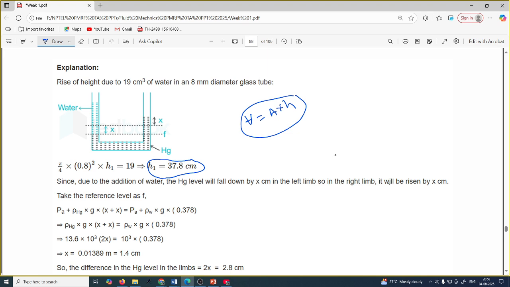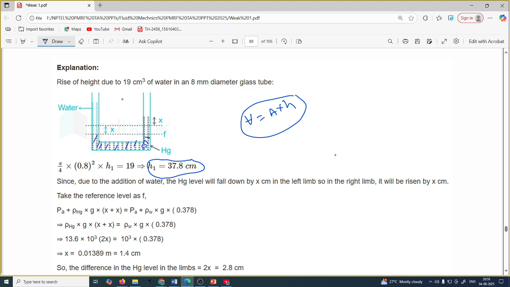So in the right limb it will rise by x centimeter. If x centimeter falls on one side, then x centimeter will increase on the other. Now take the reference level as f. Why are we taking f? Because this is mercury and this is also mercury.